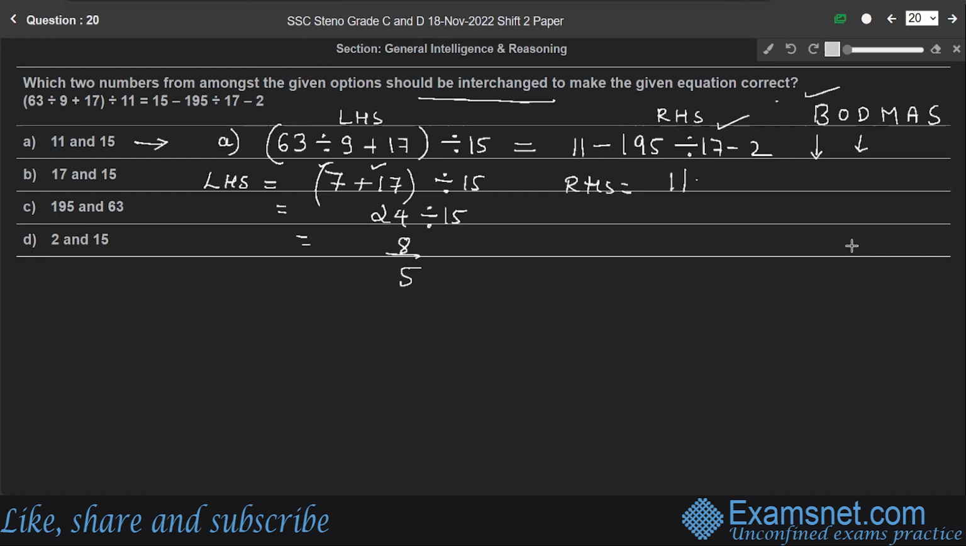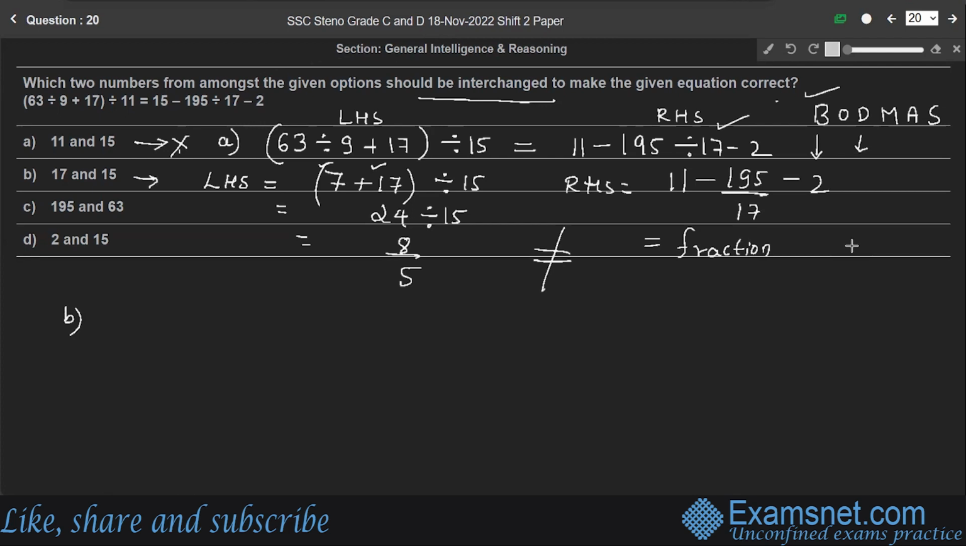So 11 minus 195 is not completely divisible by 17. You will get a fraction, right? Plus 11 minus 2, you will get a fraction. Therefore, if you interchange 11 and 15, the equation will not get balanced, right? So our LHS is not equal to RHS. Therefore, no need to consider option A. We'll go for option B.